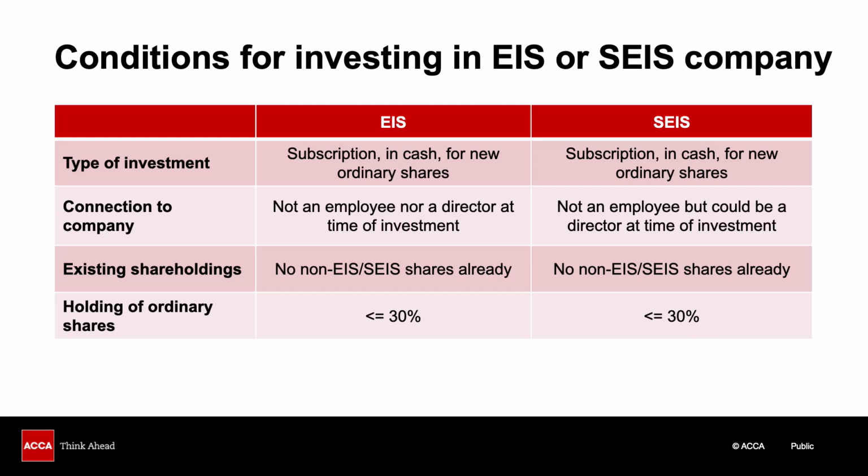The investor must not be an employee or a director of that company at the time of the investment. At the time of the subscription for the shares, they must be independent of the company. So that means not already having other types of shares in that same company. And finally, we must make sure that they don't have an interest of more than 30% in the ordinary share capital of the EIS company. The conditions for investing into an SEIS company are similar, but the investor can actually be a director at the time of the investment as long as they're not an employee.